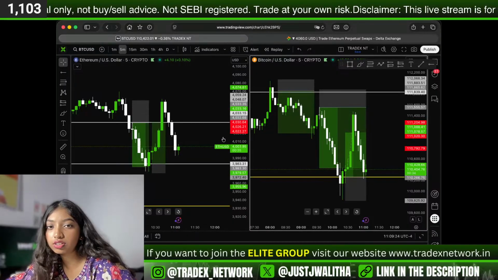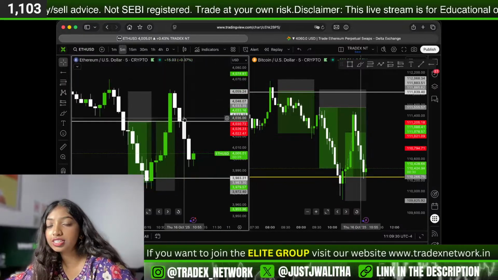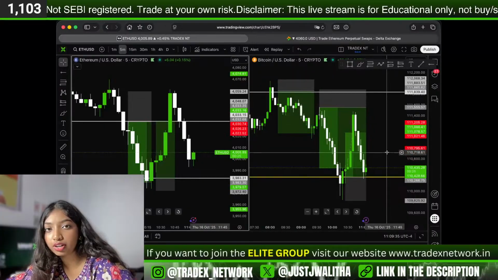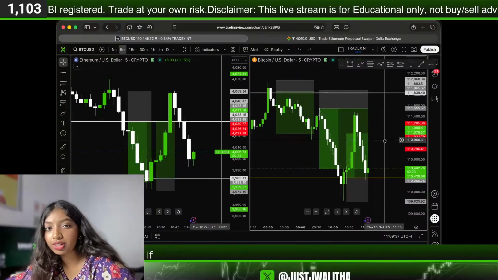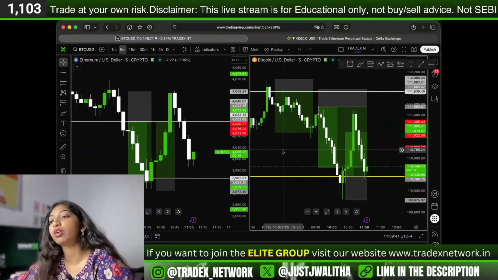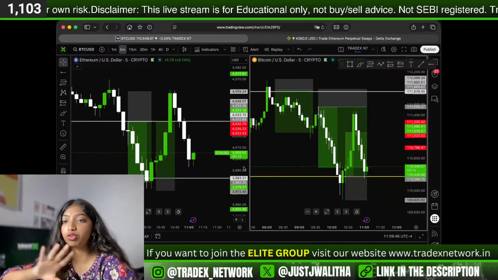Yeah, so these are not double screens. On the left side, I have Ethereum. On the right side, I have Bitcoin. So I took trades on both of them. I'm just waiting for a setup to play out on either of these charts so I can go ahead and place a trade in them. So this is not a double screen. I just wanted to confirm that.